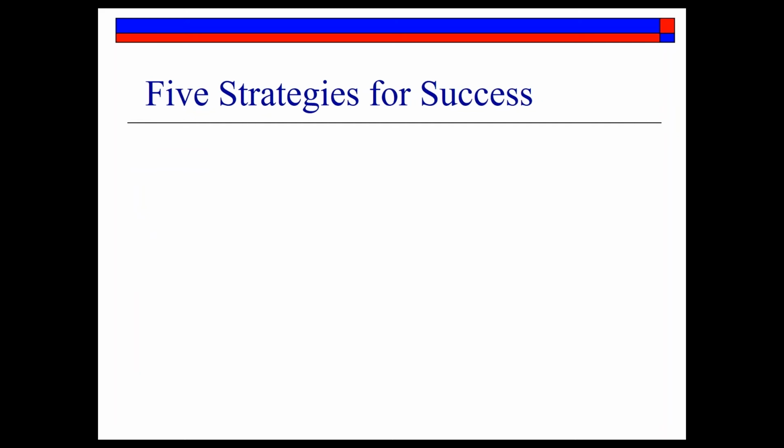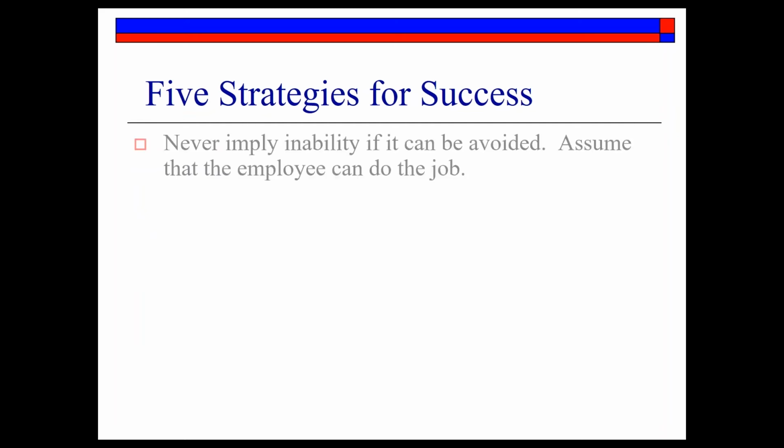Okay, so here's some strategies that you need to pay attention to. As I've already said, never imply inability. You have to go into the written warnings with the assumption that the employee is capable of doing the job. Trust in your ability to train employees. Trust in your ability to make it clear what that employee is supposed to have done to be successful.